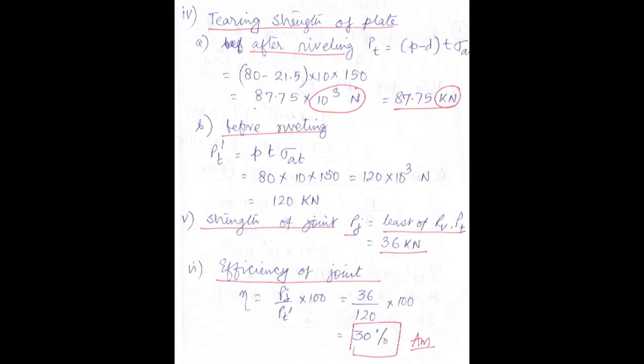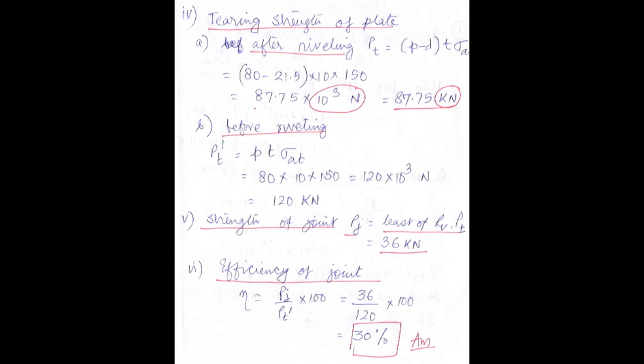So in the fourth step, the second part, that is the tearing strength of the plate before riveting, what is the formula? PT dash equals P minus... PT dash equals P into T into sigma AT. So what is the value of P? 80, then T is 10 and sigma AT is 150. So from here it comes out to be 120 kilonewton.